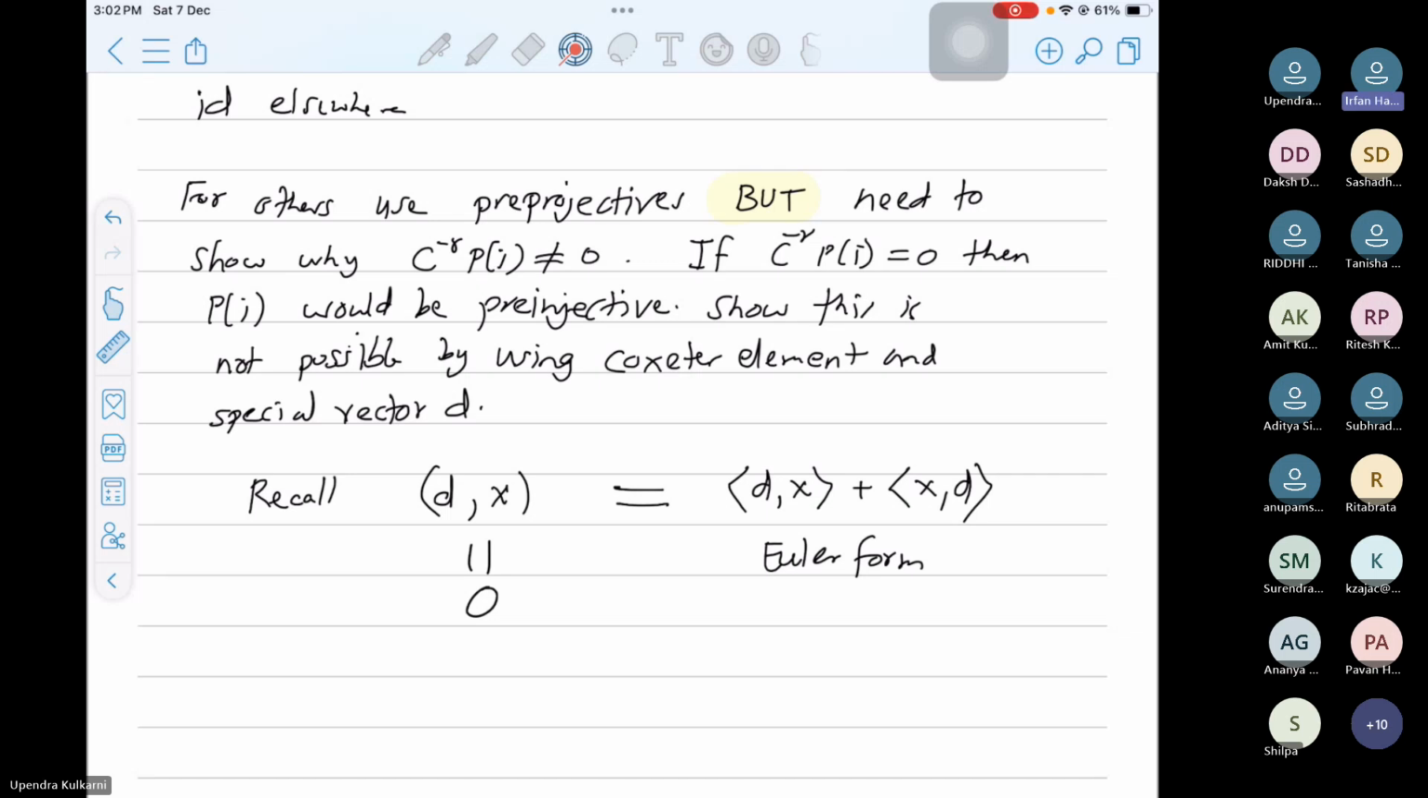Yeah, but I wonder why can't you do the direct proof of why this C to the power minus i P_i is non-zero, as we did for that P_i to S_i? For example, instead of taking the simple reflections, we can just keep applying C plus, and the last point where we will get non-zero will be P_i. Isn't that correct?